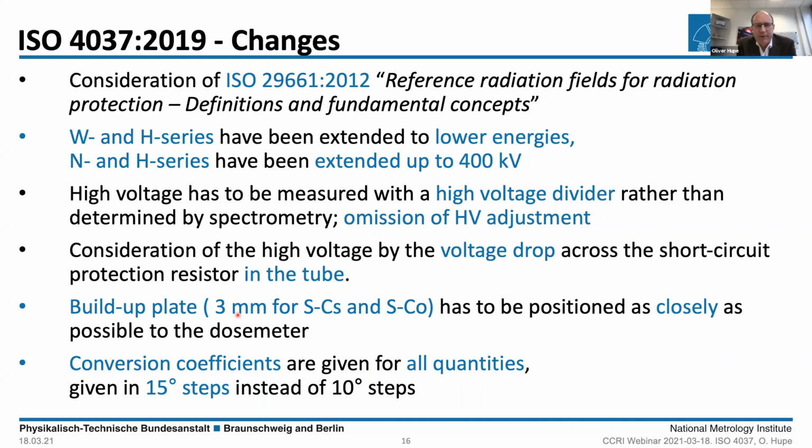For the build-up plate, there are two new requirements. First of all, the most important, it's only 3 millimeters for cesium and cobalt, so you can't mix them up anymore. And they have to be positioned as closely as possible to the dosimeter. I will show something later. And the conversion coefficients are now given for all quantities. That means for 3 millimeter depths as well.